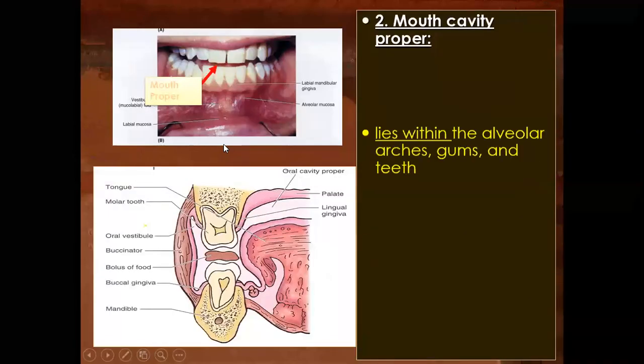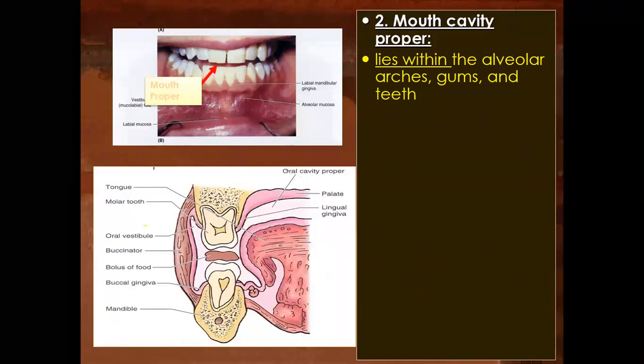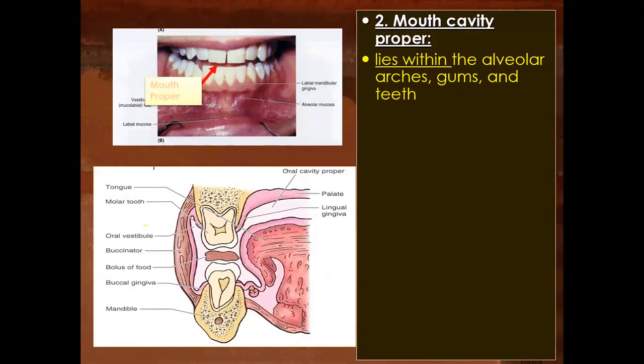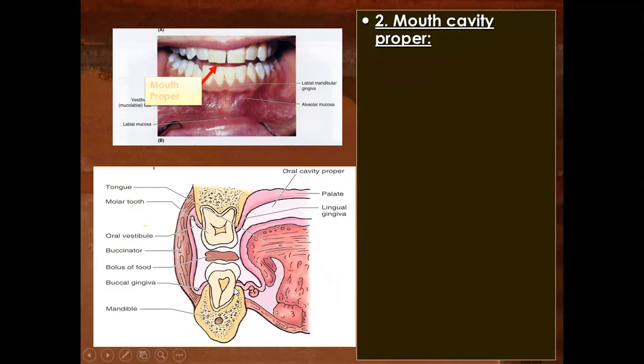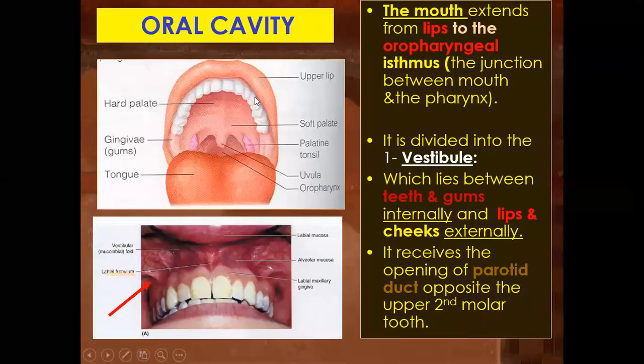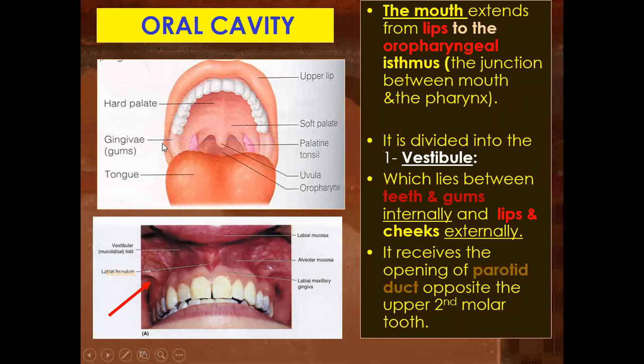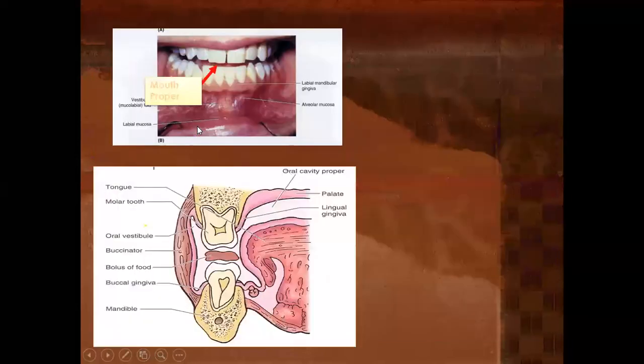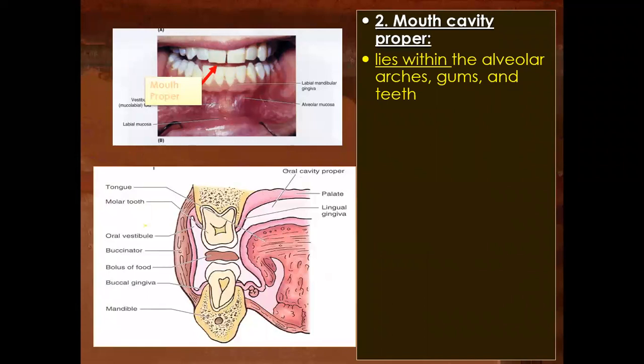It lies within the alveolar arch, gums, and the teeth. Going back to this picture, this is called the alveolar arch, deep to the gums. That arch is called the alveolar arch. Then we have the gums and the teeth. Inside that, whatever cavity is seen, that is called the oral cavity proper.